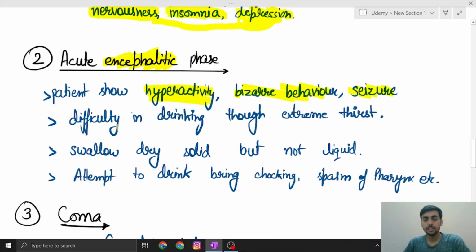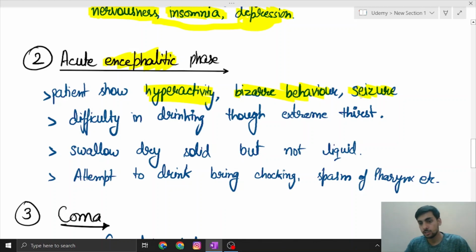Okay, hyperactivity is like what? It is like a person, let us say, I am a rabies infected person, right? So I can't sit calmly or peacefully in a room or anywhere. Okay, I have to do something, I don't know what my mind will say. My mind will say that I have to draw right now, but instead I will start tearing the paper. Okay, this is what you call hyperactivity and bizarre behavior.